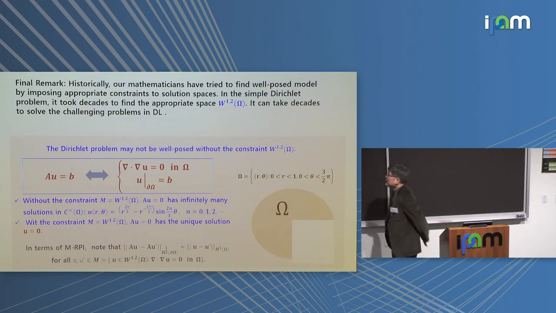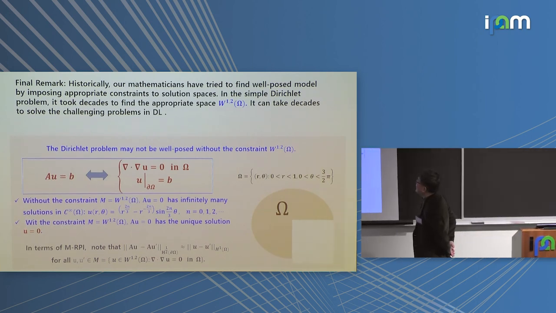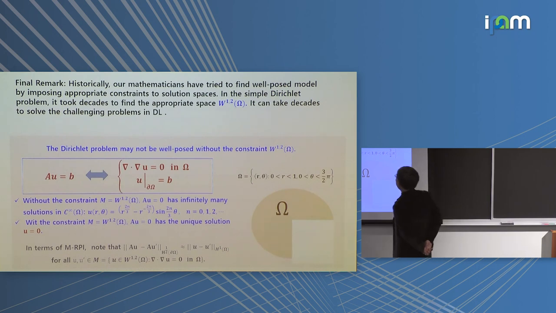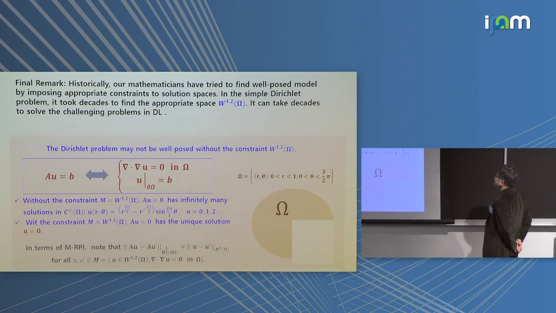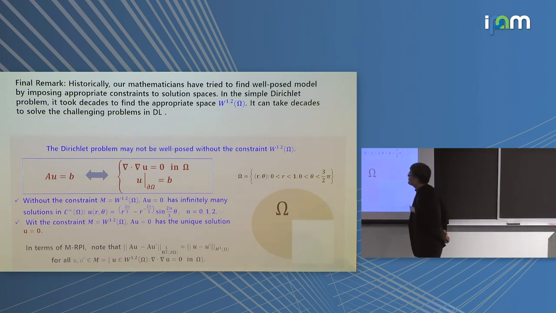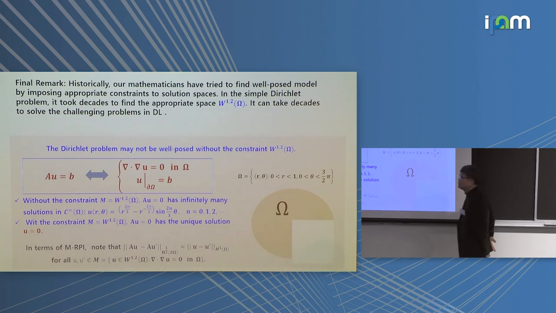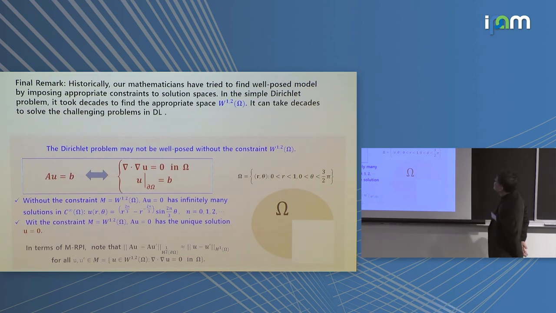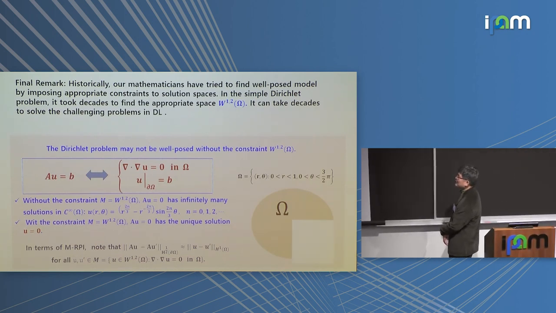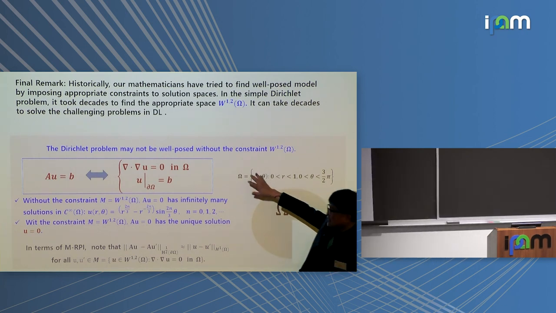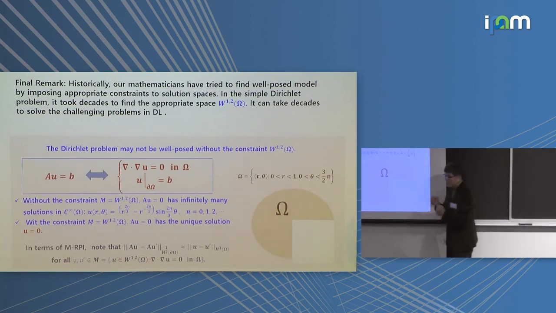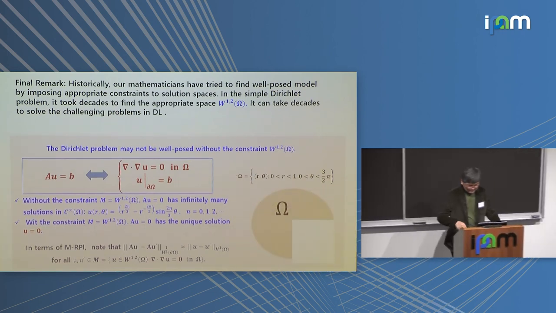The final remark is historical, this is mathematics. Historically, mathematicians have tried to find a well-posed model by imposing appropriate constraints on the solution space. In the simple Dirichlet problem, it took decades, maybe 100 years, to find the appropriate Sobolev space. Maybe it can take decades to solve these challenging problems in deep learning. Even for the simple Dirichlet problem there are infinitely many solutions, so you need to impose the Sobolev space.